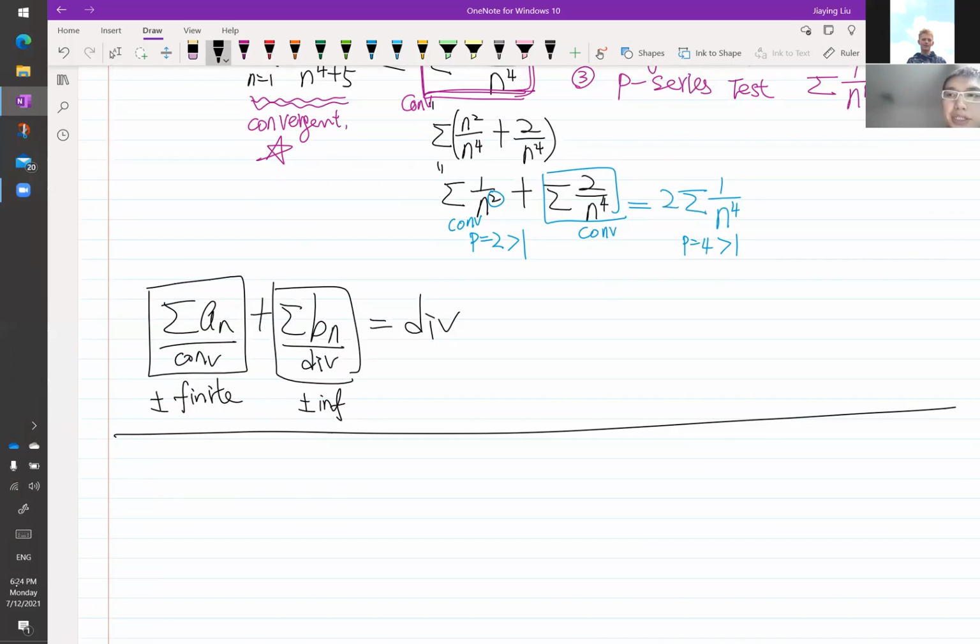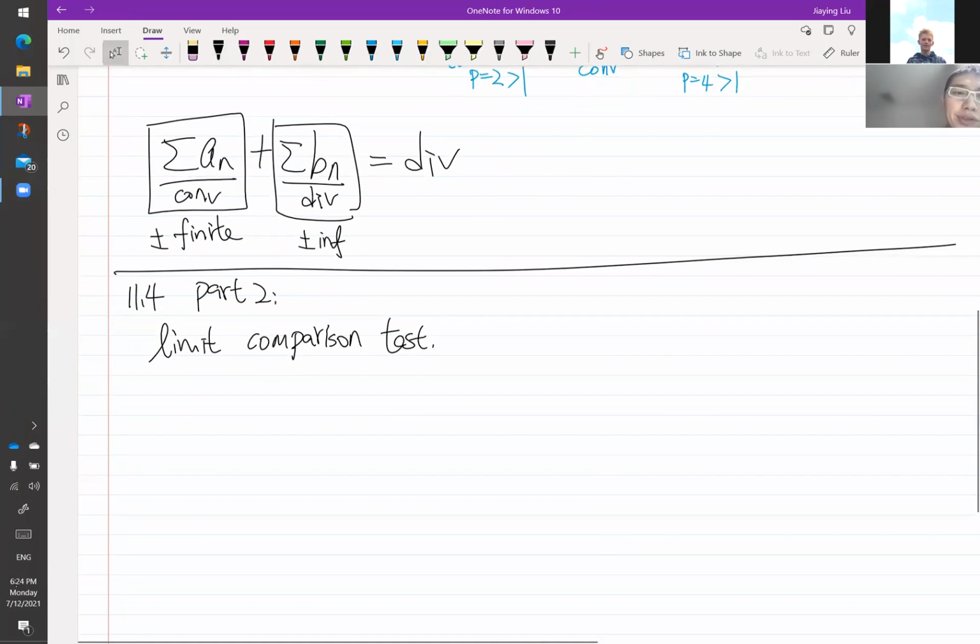All right. So the next thing is also in section 11.4. You have to know this, and some homework questions are based on this part. So part 2 is called the limit comparison test. Let me write down the test itself. So this is on the exam.